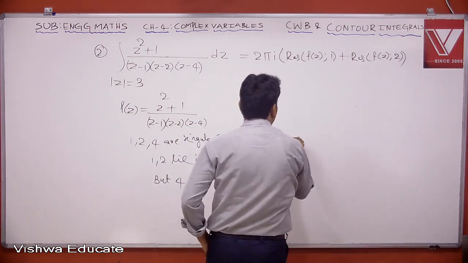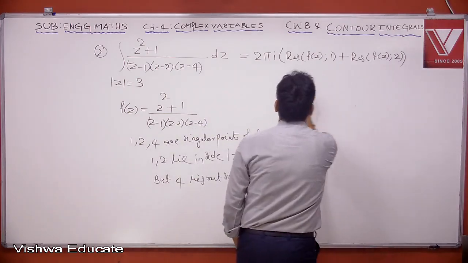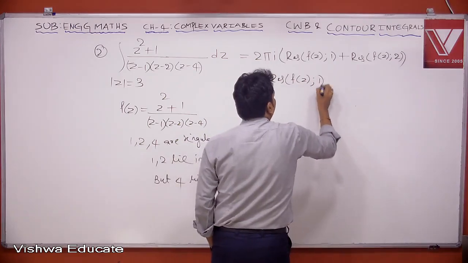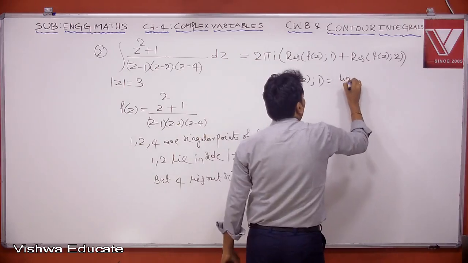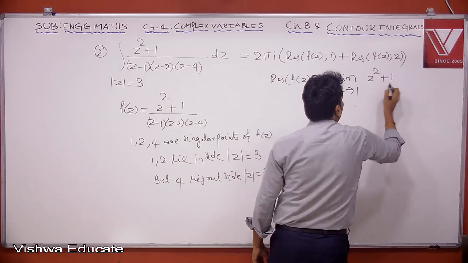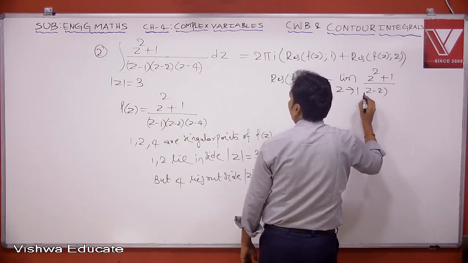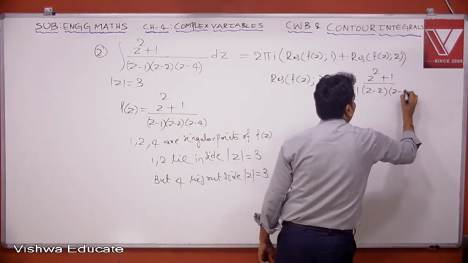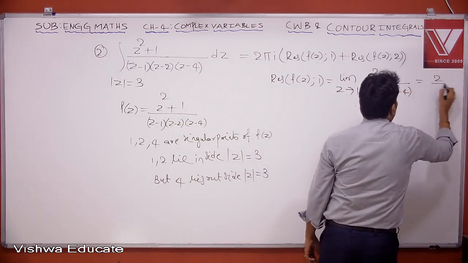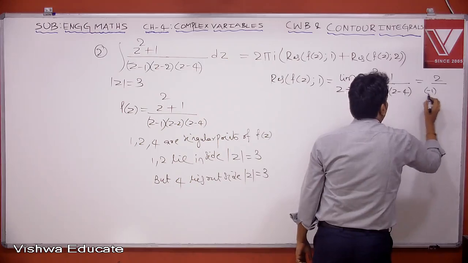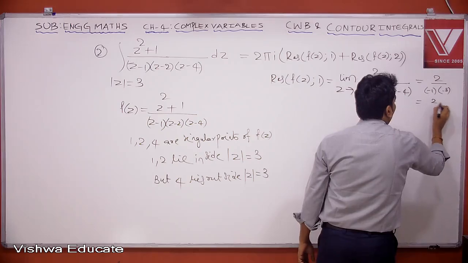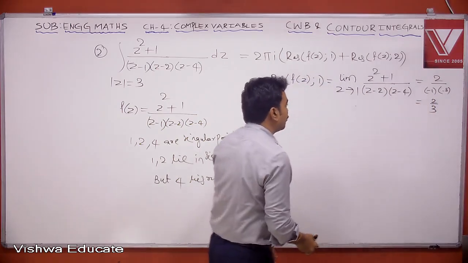So let us find the residue at 1. The residue of the function at 1, where 1 is a simple pole, by calculation of limits: limit z tends to 1 of z square plus 1 divided by z minus 2 into z minus 4. Now replace z by 1. This becomes 2 by (1 minus 2) into (1 minus 4), that is minus 1 into minus 3. So the residue at the first singular point is 2 by 3.